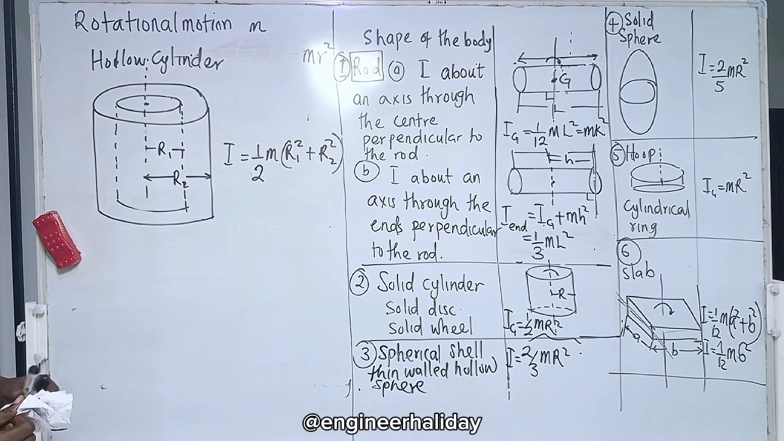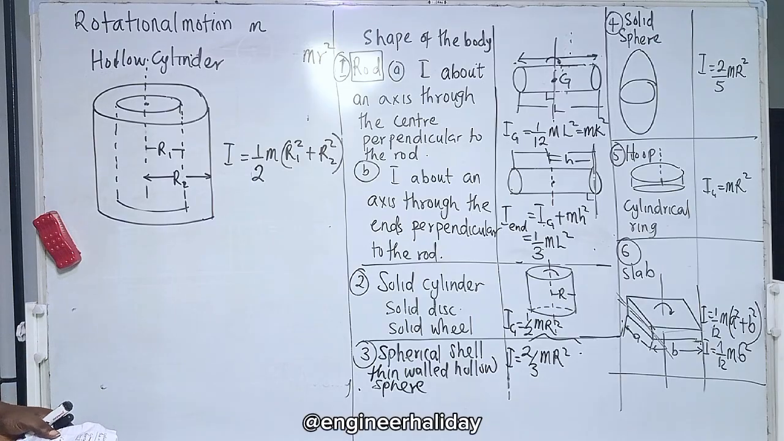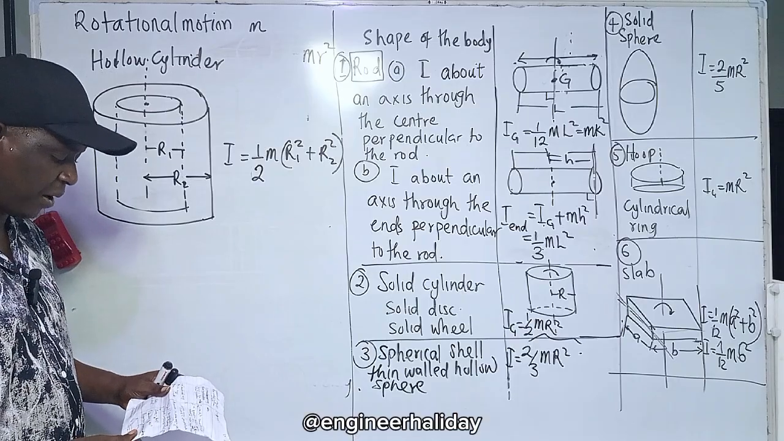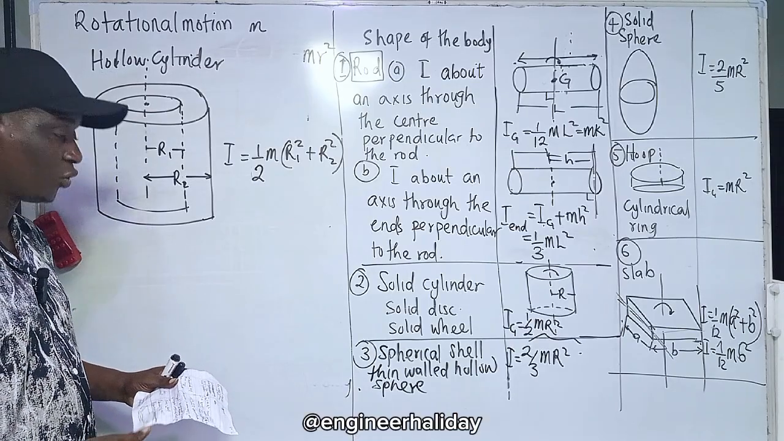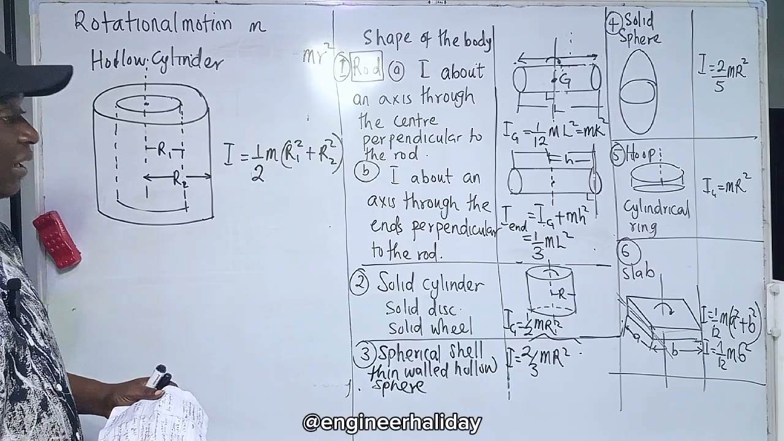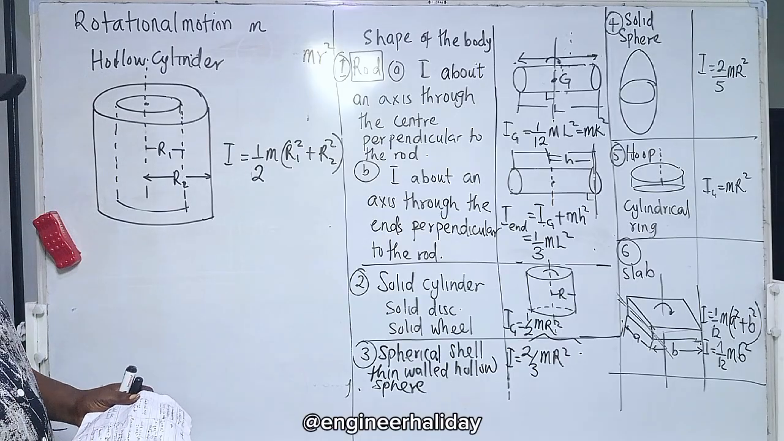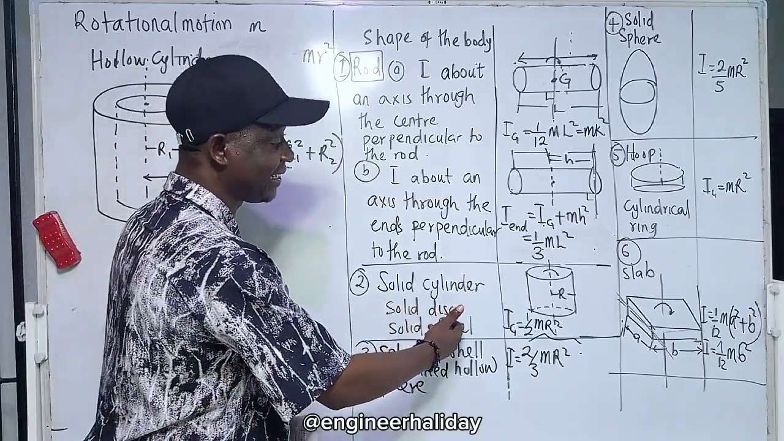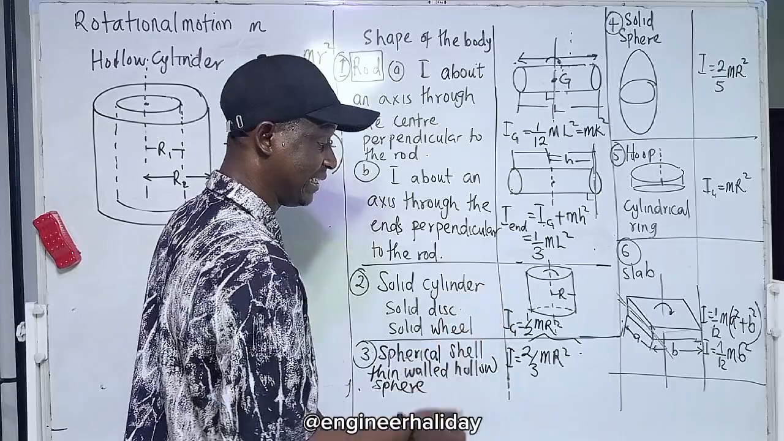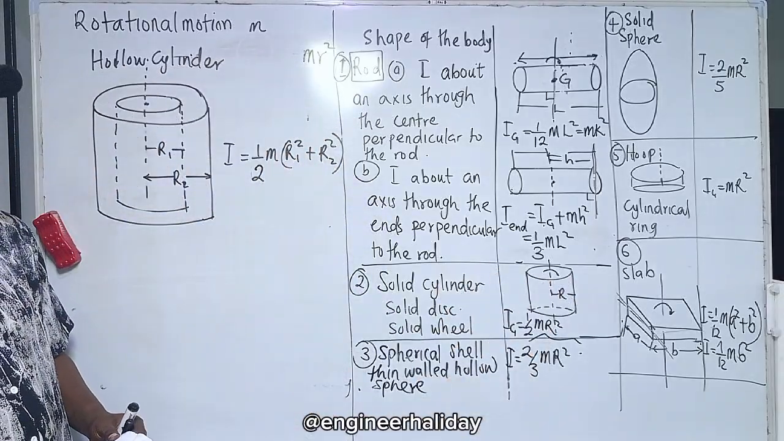Let's see whether there are other shapes that we have not talked about. We have talked about the slab, a slab of two sides, about its center or through the center perpendicular to the slab. We've not talked about a solid disc. Okay, solid disc is the same thing as a solid wheel or solid cylinder, which is 1/12. So we've talked about the majority of them.